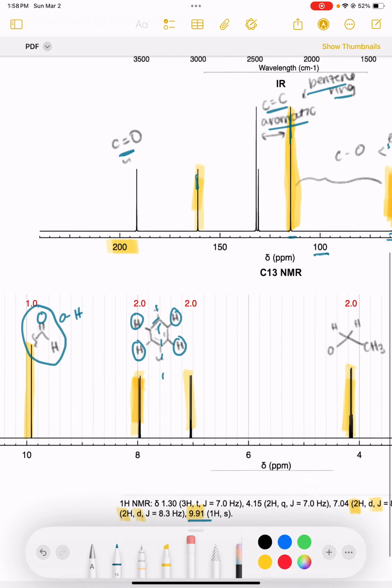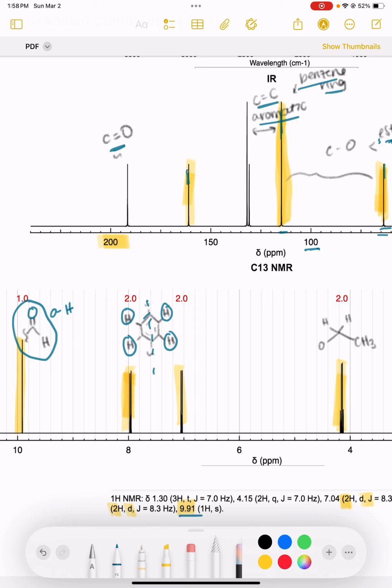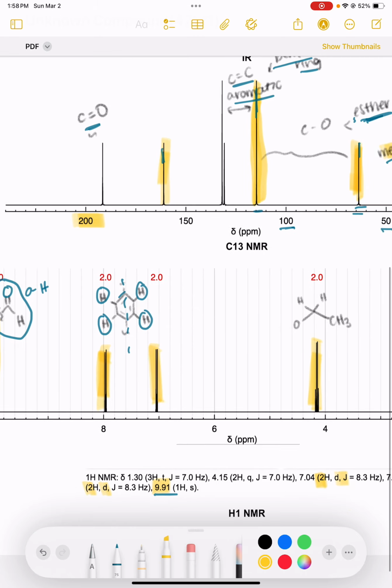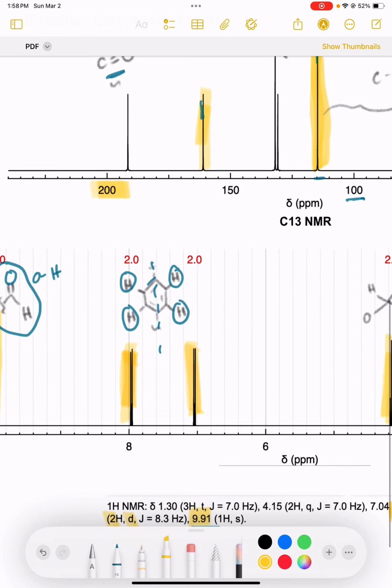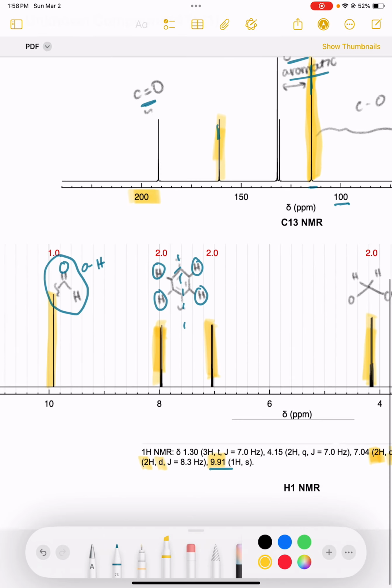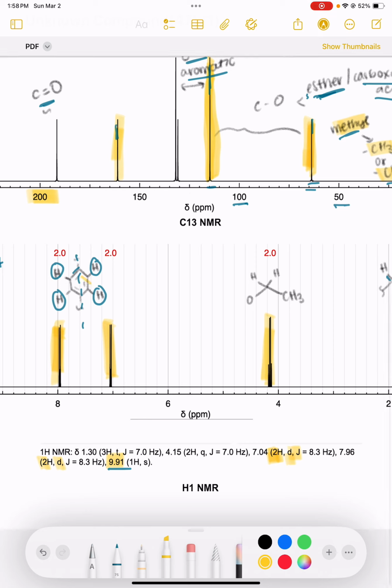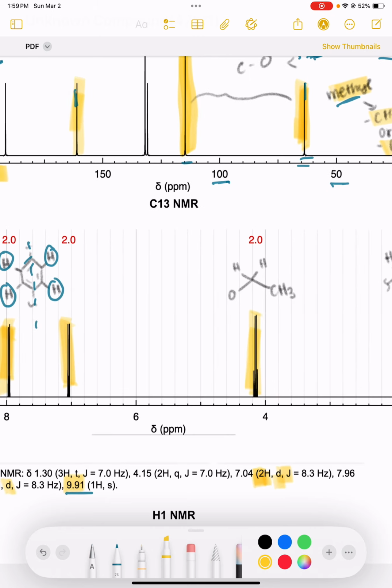And then if you look at 7.4, again, they tell us it's a doublet and it's two hydrogens, which is basically symmetrical to the 7.96. So I drew two more hydrogens attached to the benzene ring, since it is still in that benzene ring area, which just proves more that there is a benzene ring present. It clears the doubt whether there is a benzene ring or not.